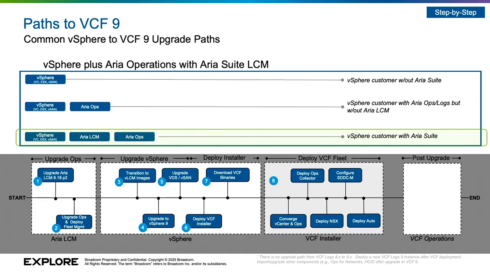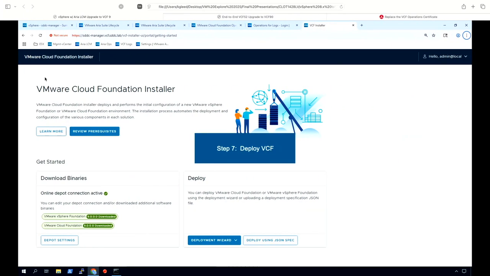So if you're in the documentation and you're like, what's this converge word? It's taking existing components and bringing them into the VCF fleet. It's going to deploy an operations collector. It's going to deploy NSX. It's going to configure the SDDC manager. It doesn't say deploy, it's going to configure, because what it's going to do is take the installer and reconfigure itself to become the SDDC manager. And in this example, we're also going to use it to deploy an instance of VCF automation. So let's go ahead and complete that.